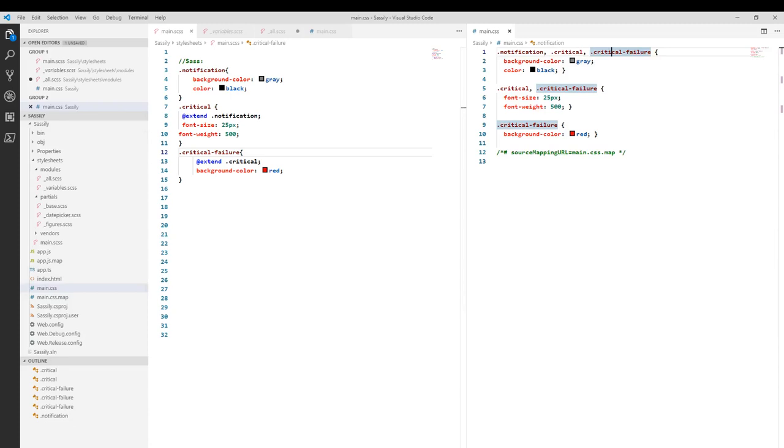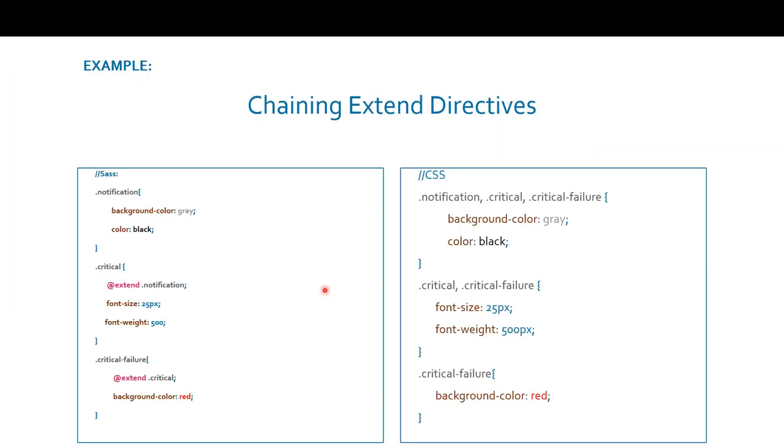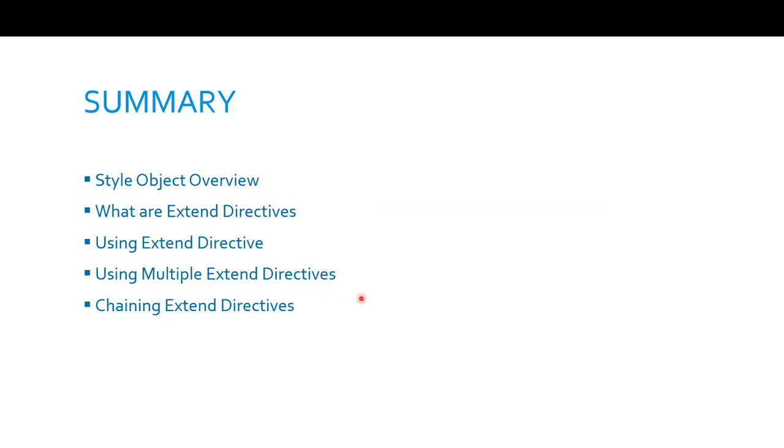Let me go back to the slide and conclude. I know this might be a bit complex, but if you just read through, you understand it. So let's summarize. We looked at style object, and I mentioned that a style object is made up of the selector and the declaration block. And I said that everything we've been doing in Sass is just to programmatically create our style objects. Then I mentioned what extend directives are.